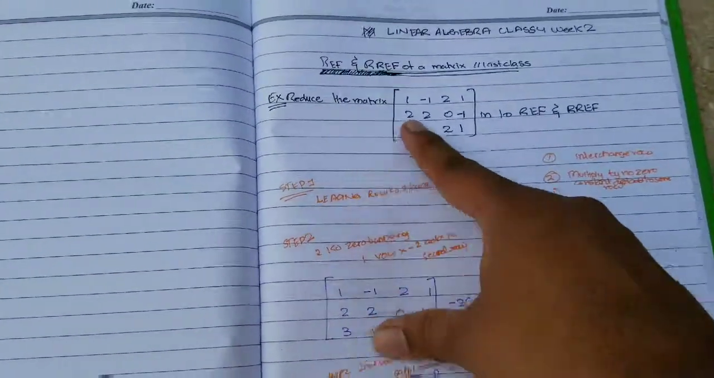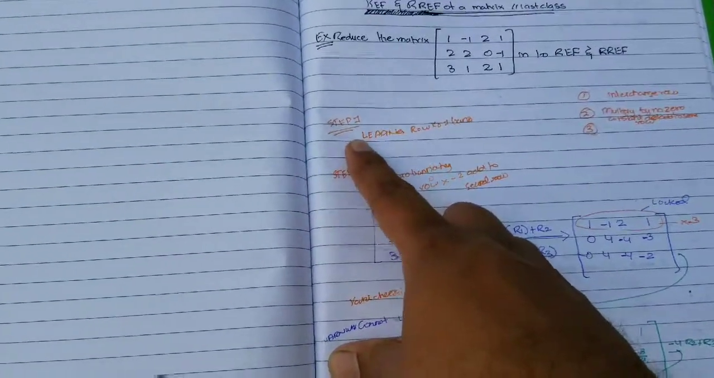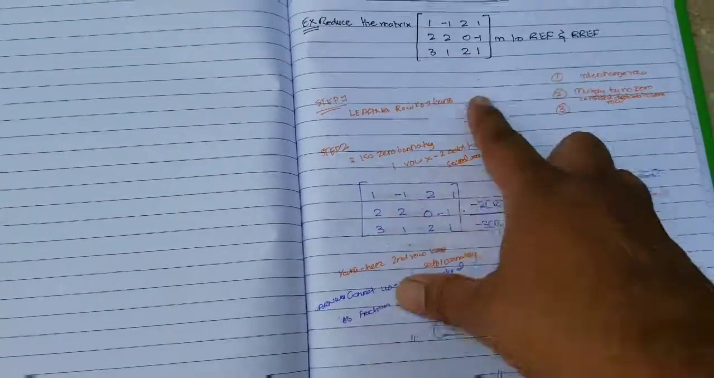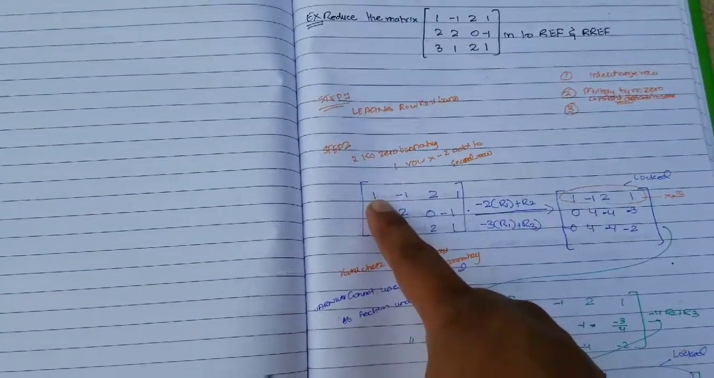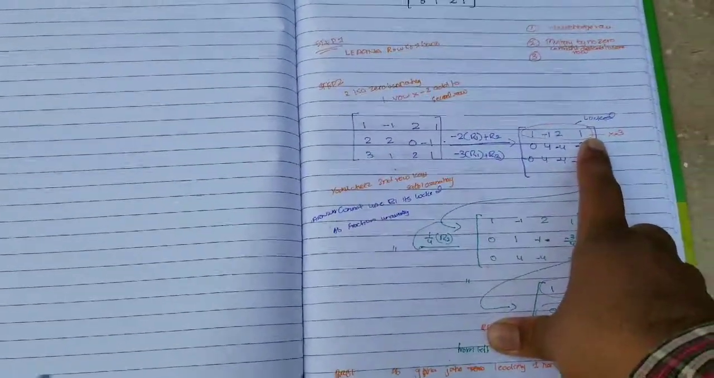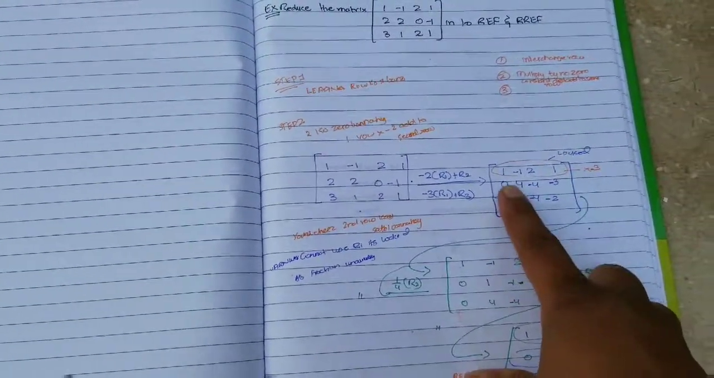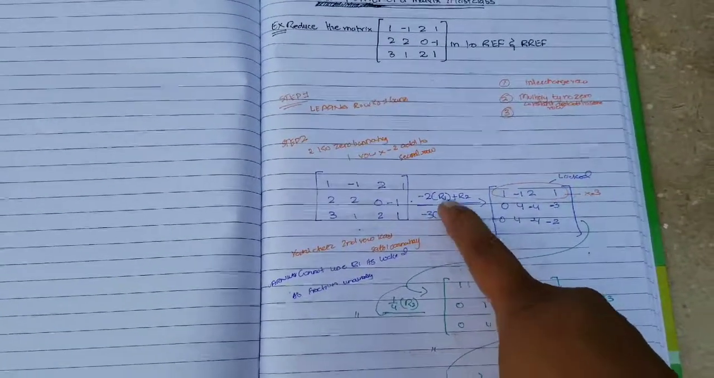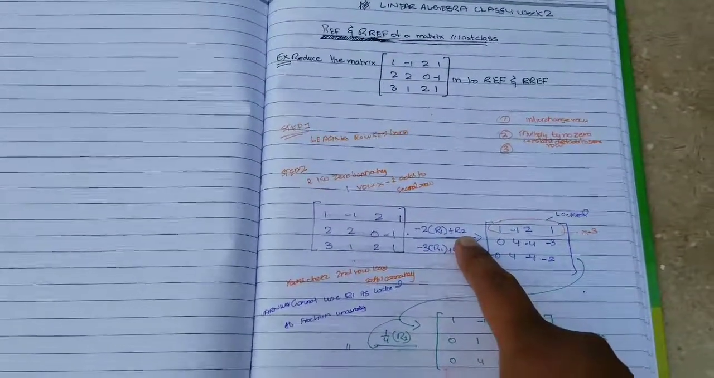Another question: reduce this matrix to reduced echelon form and reduced row echelon form. Step 1, make the leading row 1. What they're saying over here is that the leading row should have 1, so we have 1 already. Now we will multiply this by -3 because we want 0 over here. So we multiply row 1 by -2 and add it into row 2 to get this thing.